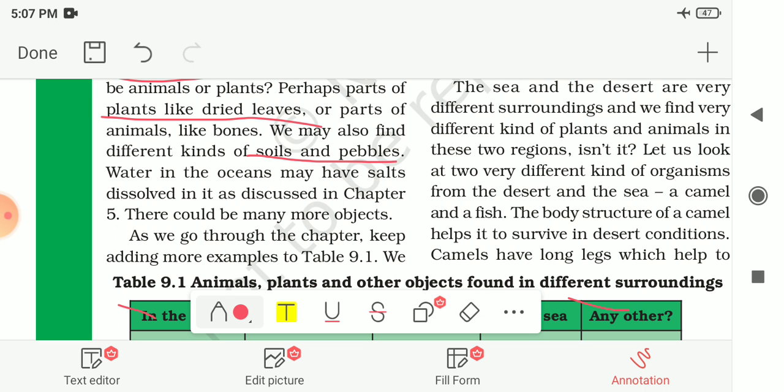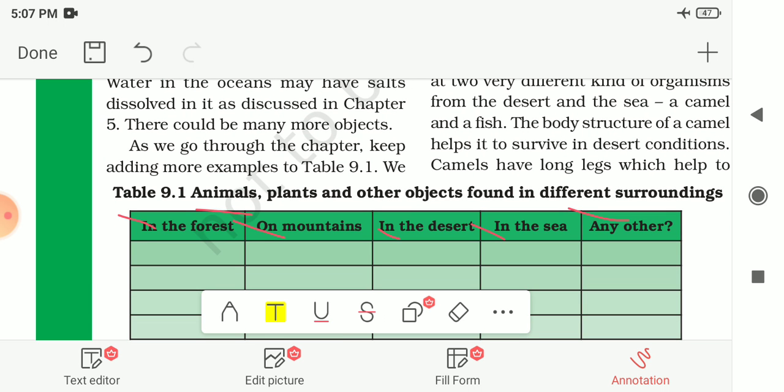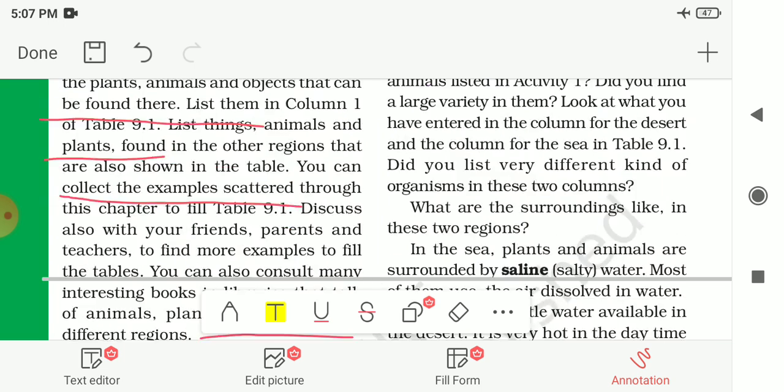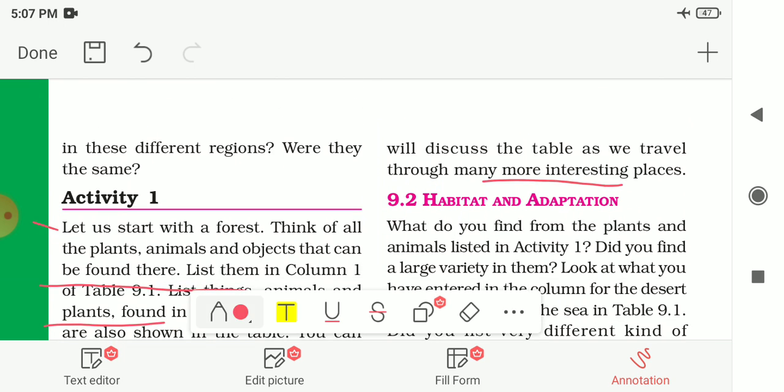Then water in the ocean may have salts dissolved in it, as we discussed in chapter 5. There could be many more objects, like the fact that all places do not have the same kind of water. So you can write about these kinds of objects also. As we go through the chapter, keep adding more examples to this table, and then we will discuss this table as we travel through many more interesting places.